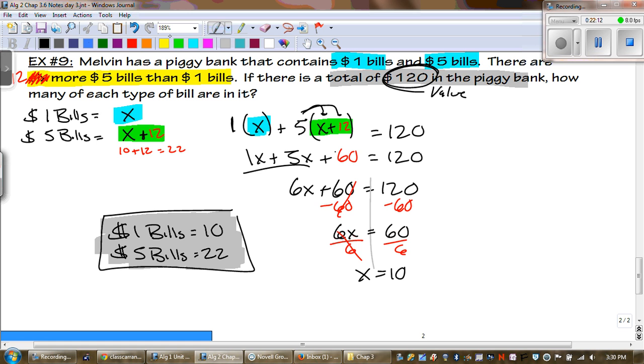But Mr. Grice, I want to know if I got it right. Okay, well, let's check it. How many $1 bills did he have? He had 10, and that's 10 bucks. How many $5 bills did he have? He had 22. Well, what's 5 times 22? 110. Add that up. You get 120. And that's exactly what they had.